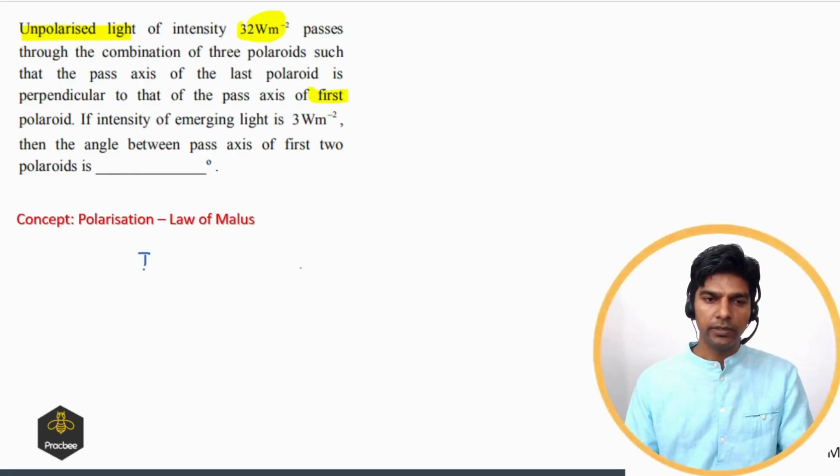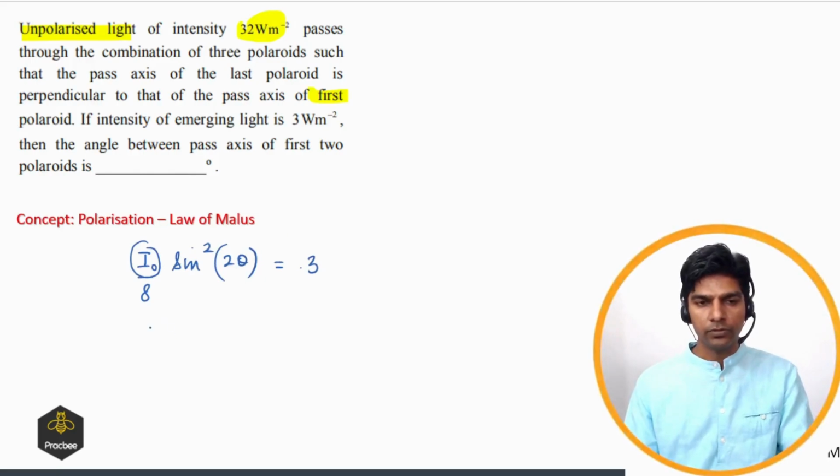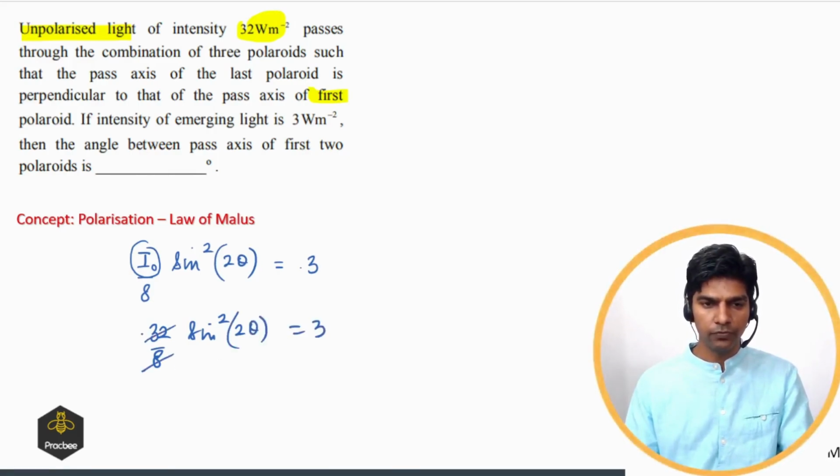The transmitted intensity will be I naught by 8 sine square 2 theta, and this transmitted intensity is given as 3 and the incident intensity is 32. So 32 by 8 sine square 2 theta is equal to 3. So this will be 4.